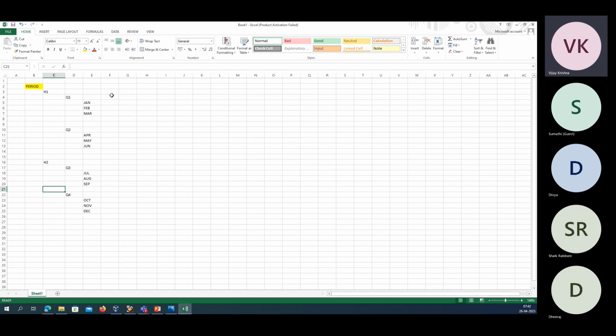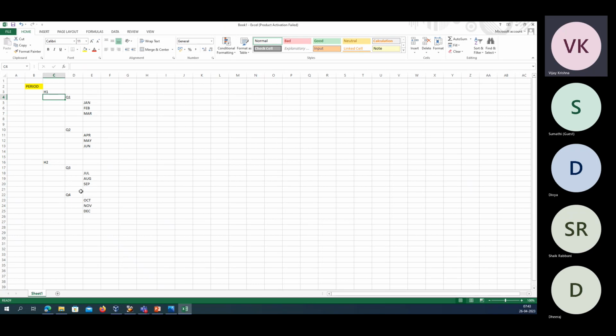Product will have a product hierarchy. Customer will have a customer hierarchy. Accounts will have an accounts hierarchy. Each and every dimension will have its own hierarchy. So we have to design the hierarchy in the system. Now period is broken up into half year one and half year two, half years are broken up into quarters, and quarters are broken up into months.